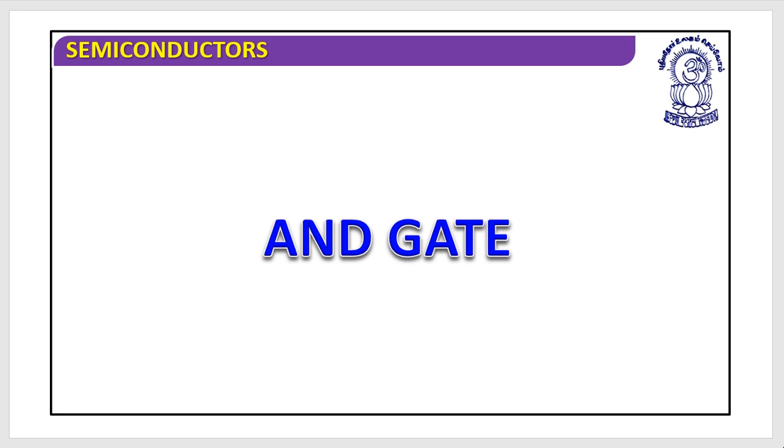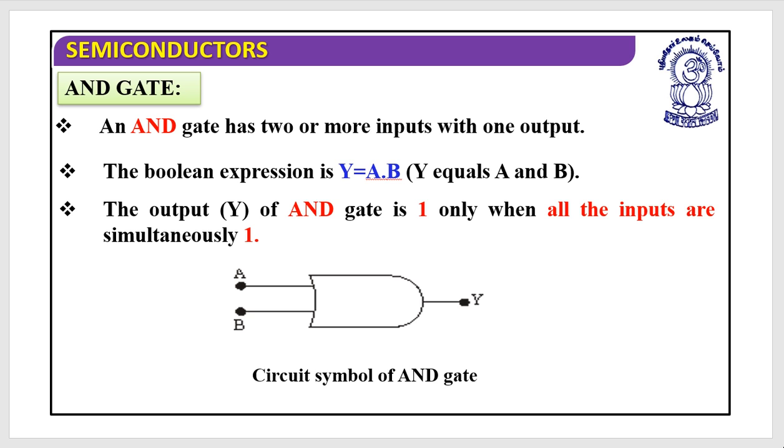Now let's discuss the AND gate. It's the second primary gate. An AND gate has two or more inputs and it has one output. The Boolean expression for the AND gate is Y equals A and B. The output of an AND gate is 1 only when all the inputs are simultaneously 1.